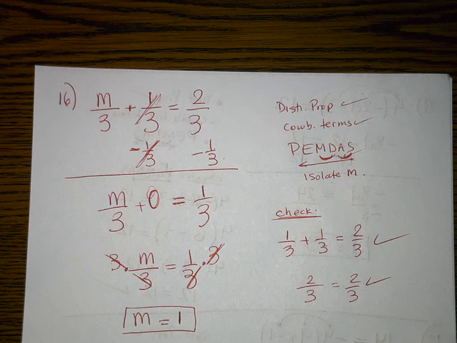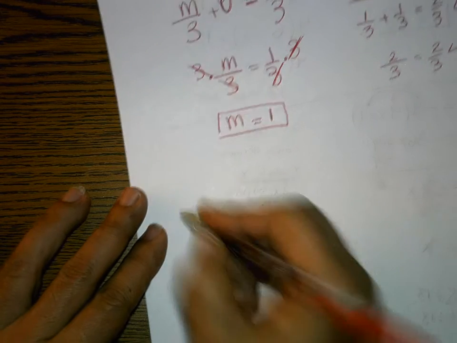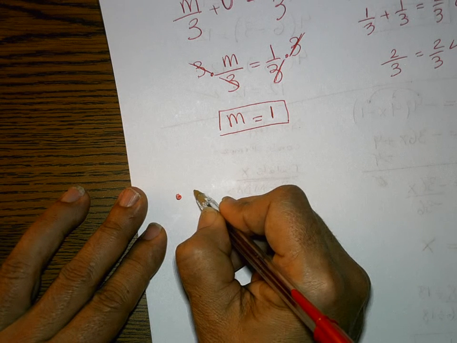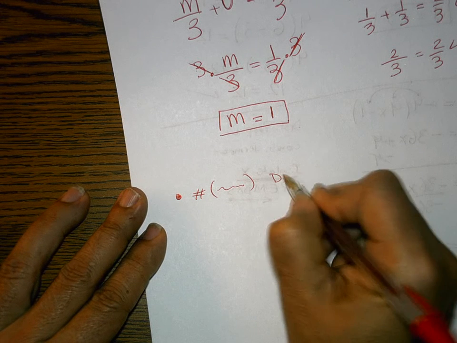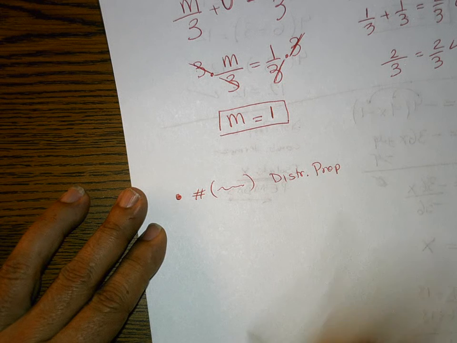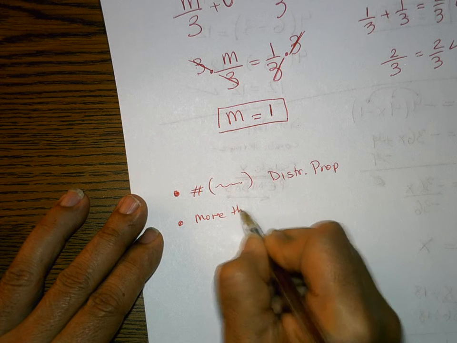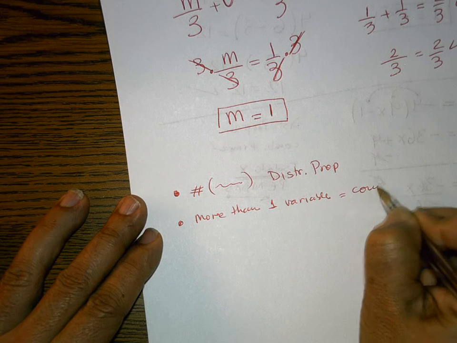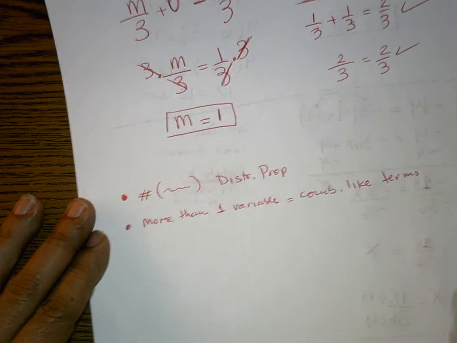And that should cover your 1.2 homework. So let's do a little conclusion here, just a little set of notes. If I see parentheses, if you see a number multiplying some other values in the parentheses, you might need to use the distributive property. If I have more than one variable, we need to combine like terms. That's another thing I need to check for.